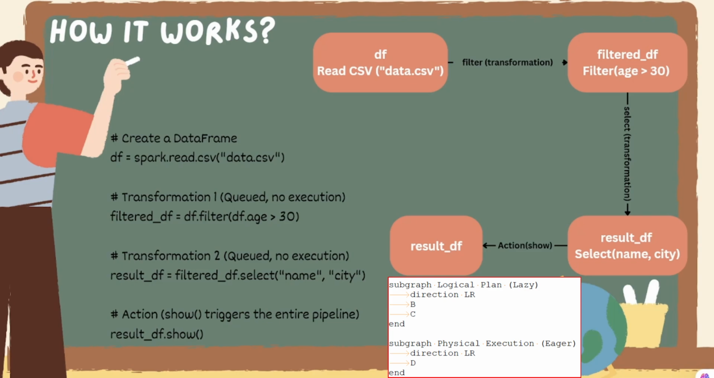And that's the power of lazy evaluation. Spark waits, plans smartly, and executes only when it's truly needed.